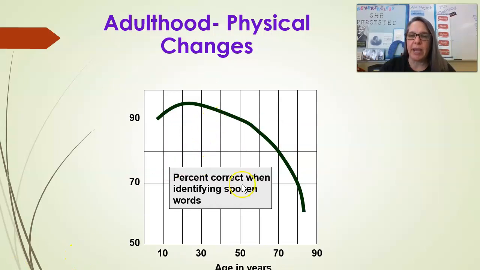Hearing, okay, identifying spoken words, much earlier. Sadly, much earlier. It reaches our peak right around 20, 25-ish, and then starts to decline. Already in 30, it starts to decline. Gets real bad around 50. And then as you get closer to 90, it's a pretty significant decrease.